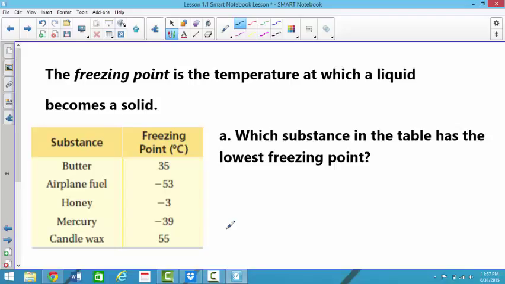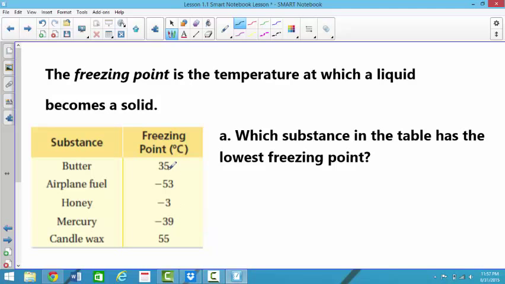So you have to look. You have butter, freezes at 35 degrees. Airplane fuel freezes at a negative 53. Honey freezes at negative 3. Mercury at a negative 39. And candle wax at 55. So which substance in the table has the lowest freezing point?